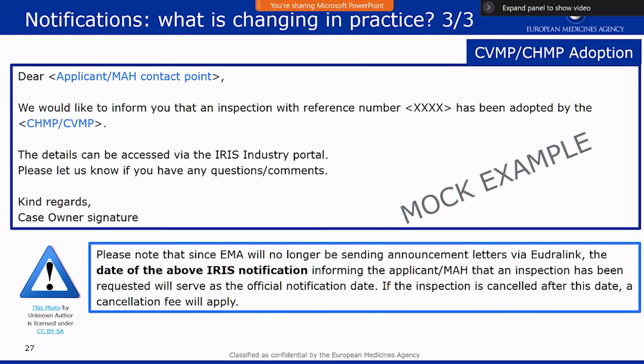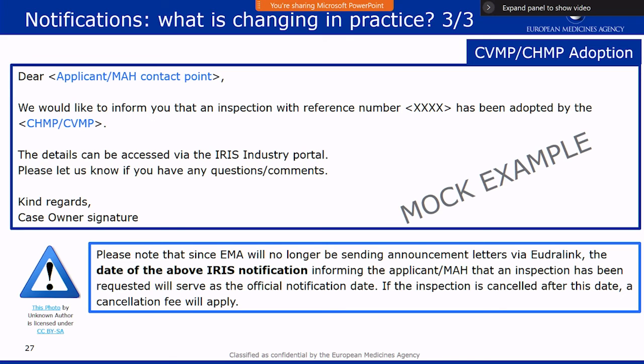So when you receive this notification, if you already have access to IRIS and you see that you have a comment or a question about that particular inspection, the way you would communicate with EMA is via the messaging system that exists within IRIS. It's like an Outlook functionality, and you can type your messages, send your questions, and it will be received by whoever is the inspection coordinator at the EMA.